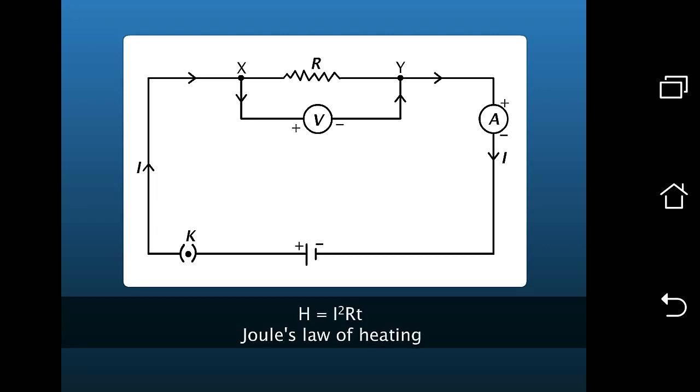This is Joule's law of heating. This law implies that heat produced in a resistor is directly proportional to the square of current for a given resistance, directly proportional to resistance for a given current, and directly proportional to the time for which the current flows through the resistor.